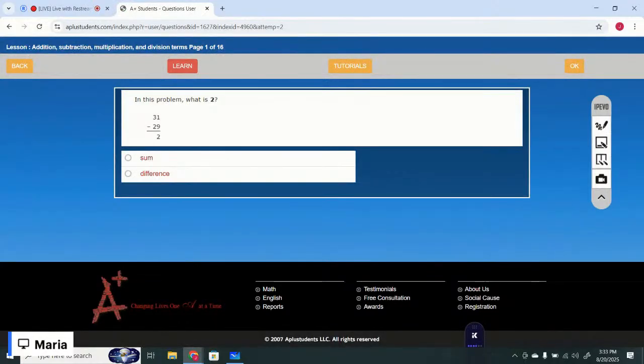In this problem, what is 2? 31 minus 29 equals 2. So 2 is the difference between 31 and 29. So difference it is.